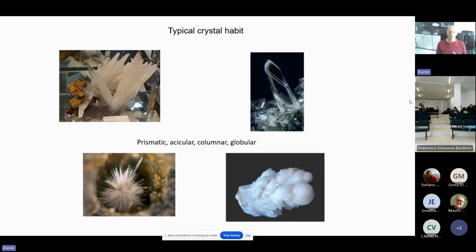Typical habits of aragonites are prismatic, acicular, columnar, globular, and so on.